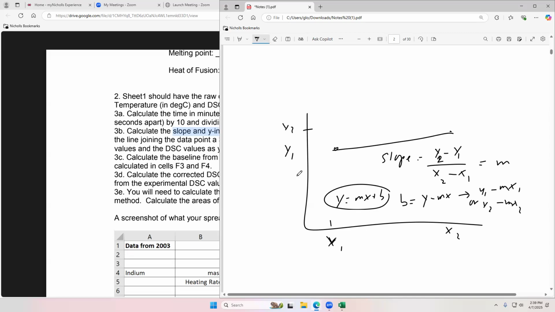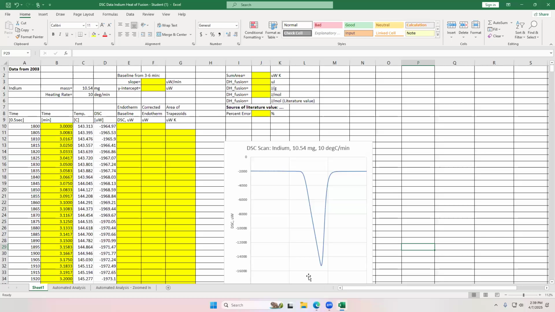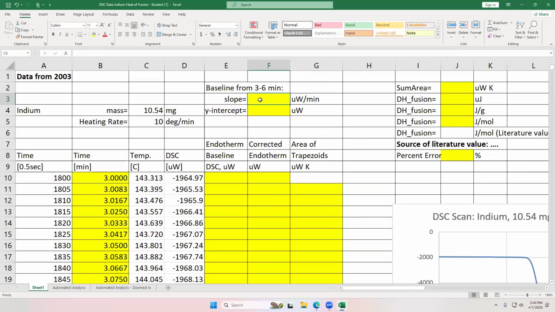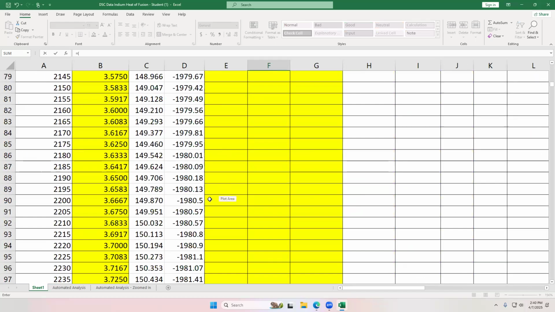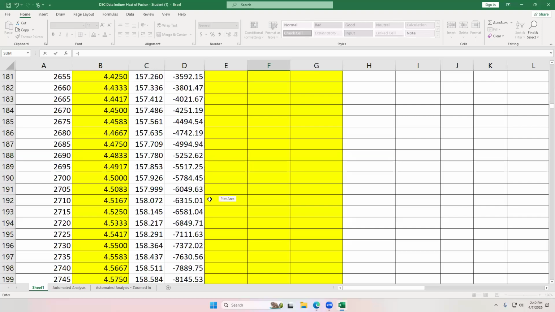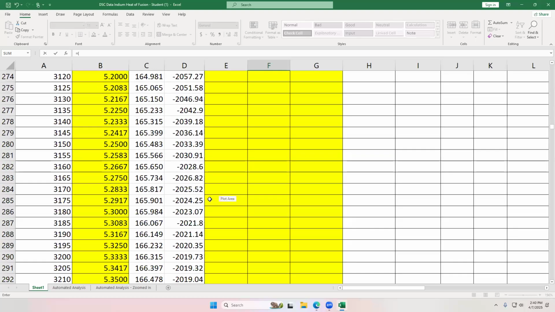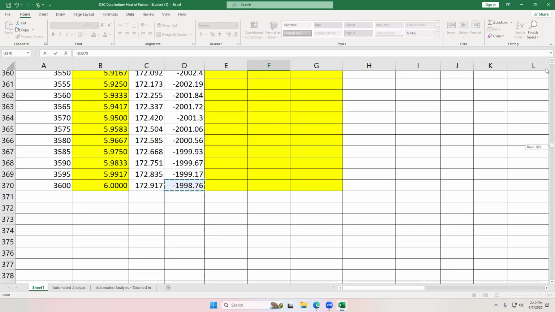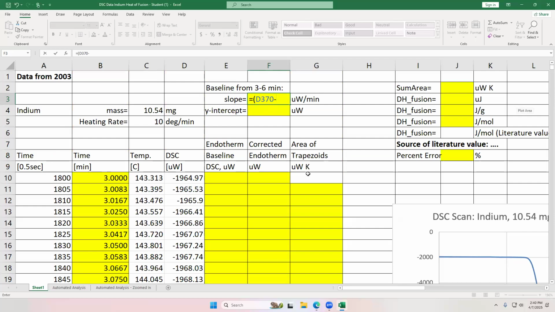So let's calculate the slope of our baseline. How are we going to do that? y2 minus y1. So this is going to be equal to y2, the y value at 6 minutes, which is the bottom of column D, row 370, minus the top of column D, which is right here at the 3 minute mark. That's delta y divided by delta x.